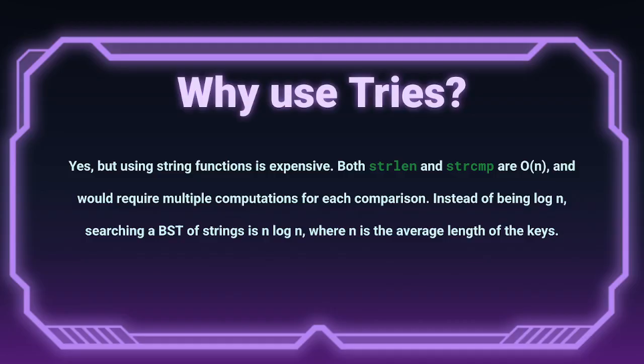So if we were to store these strings into a binary search tree, then each time we do a comparison between what we're looking for and what's inside the node, it would take O of n, and then finding the string on average would be log n. So for each node we look at, that's O of n, and then we have to do that log n times. So n times log n. So that's why it's disadvantageous to use a BST and why we have tries.